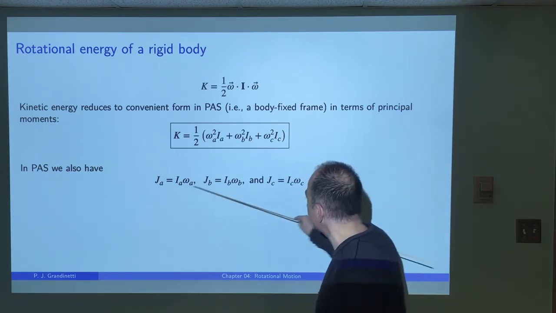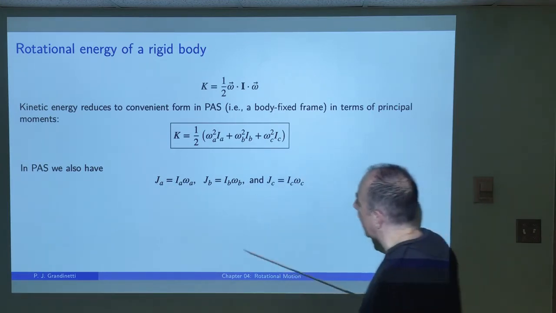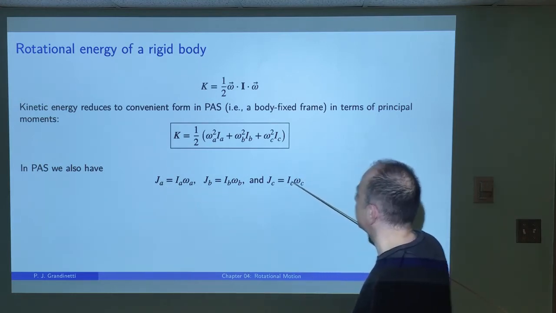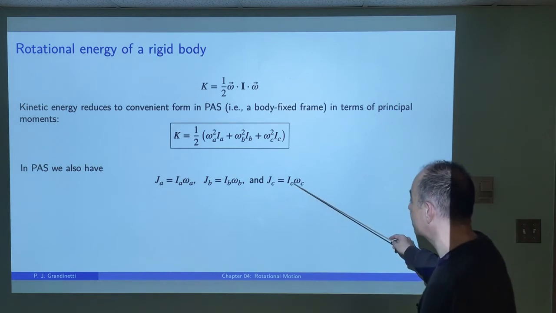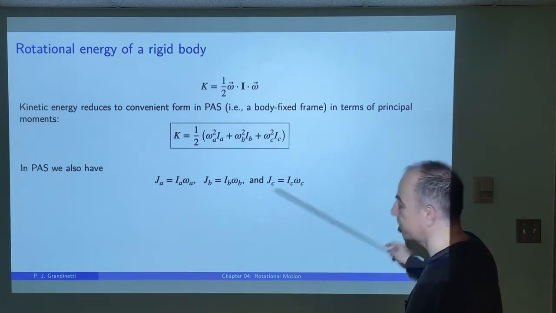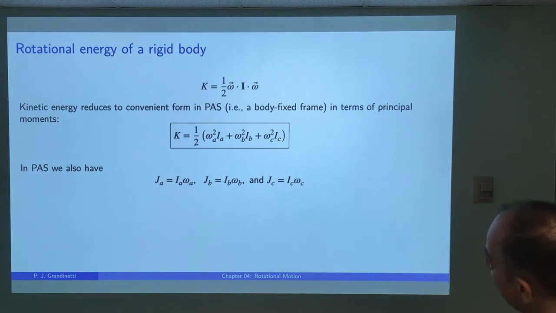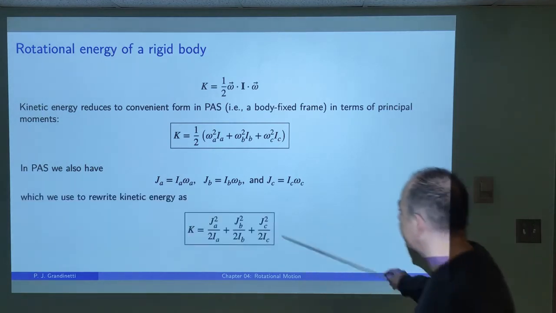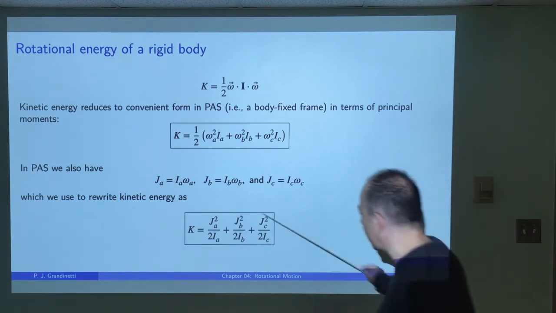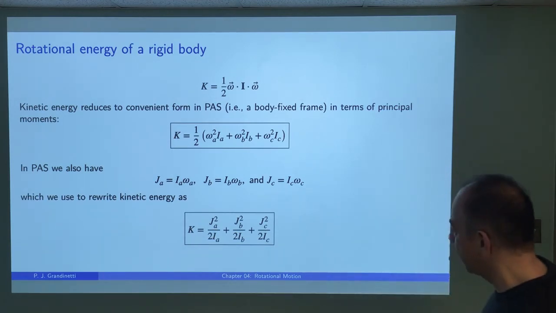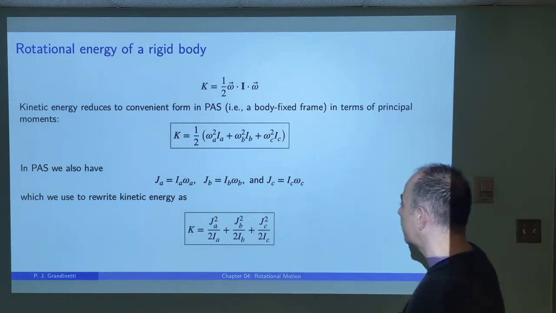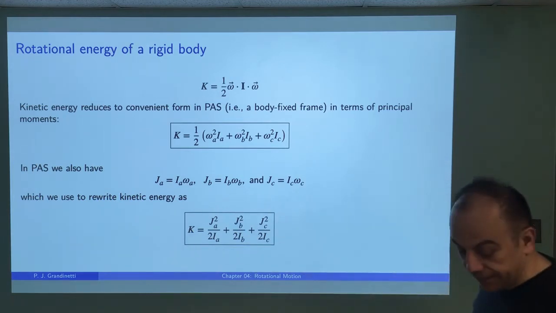So I can take this definition of the angular momentum vector components written in the principal axis system in terms of the principal axis values of the moment of inertia tensor and the angular velocity vector components, and I can rewrite this expression into this expression here. And this is the general expression that we're going to be using for the rest of the course for the kinetic energy, the rotational kinetic energy of a rigid body.